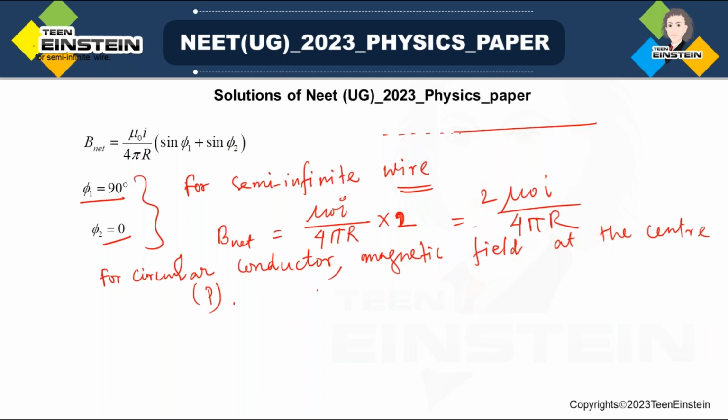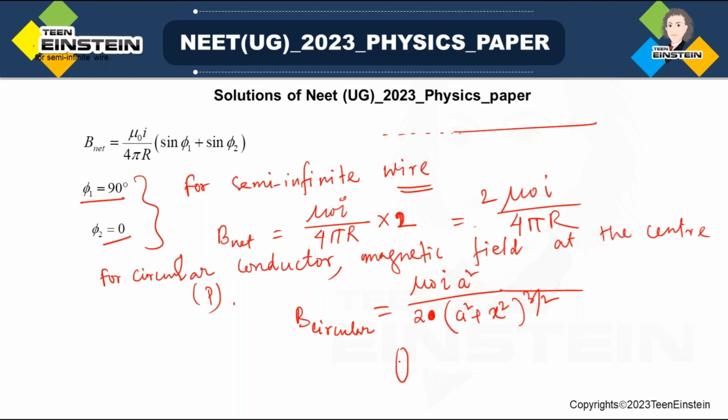the magnetic field in general, what is the magnetic field due to a circular loop? B, I'm writing for the circular loop. In general, the magnetic field will be mu0 I a square by 2 into (a square plus x square) whole to the power 3 by 2. That means if you have a circular loop like this, in general, the magnetic field at any point on the axis of this loop will be given by this formula.